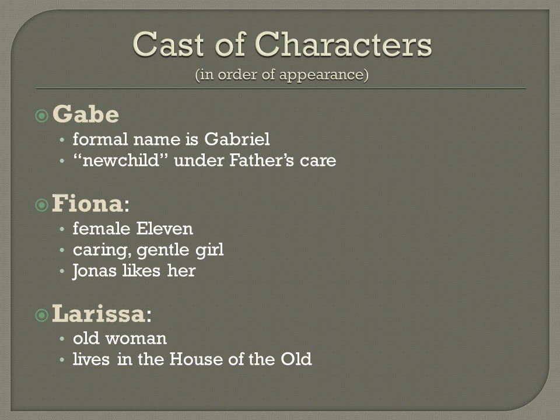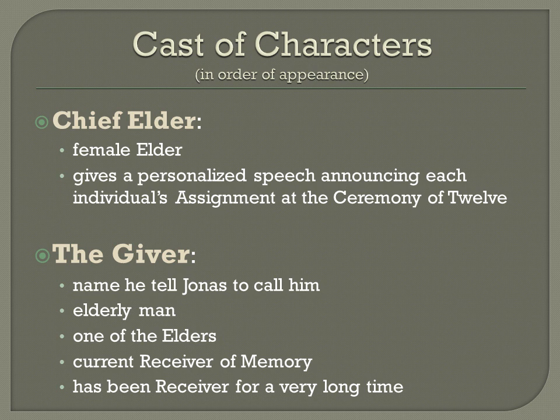Fiona is a female 11. She's gentle and caring. At the ceremony of 12, she receives her life's assignment as caretaker of the old. Jonas likes her. Now, Jonas, Fiona, and Asher are all good friends, and they do their volunteer hours at the House of the Old. And Larissa is an old woman that lives in the House of the Old, and she is the character that Jonas spends time with.